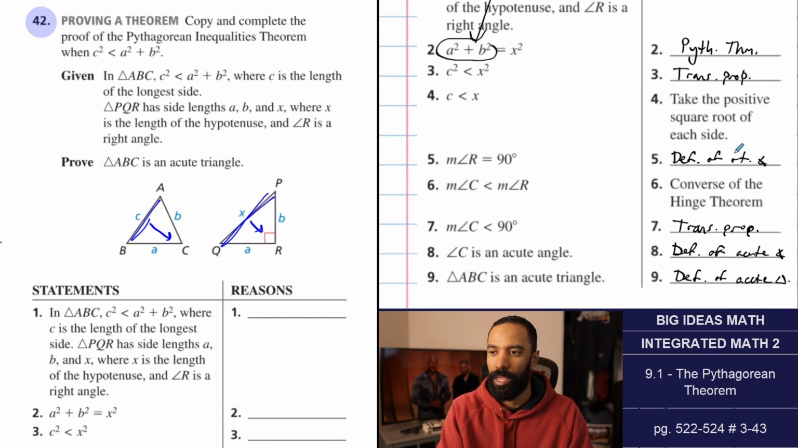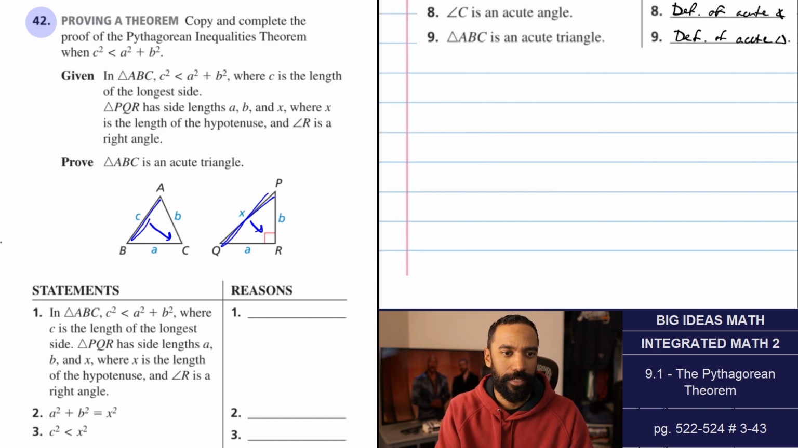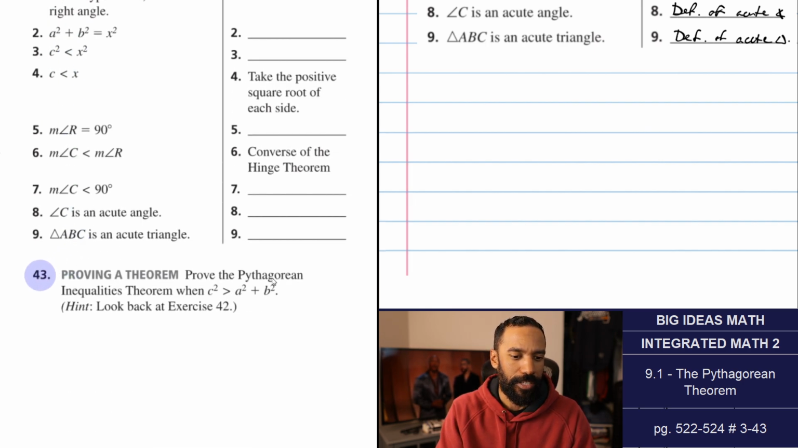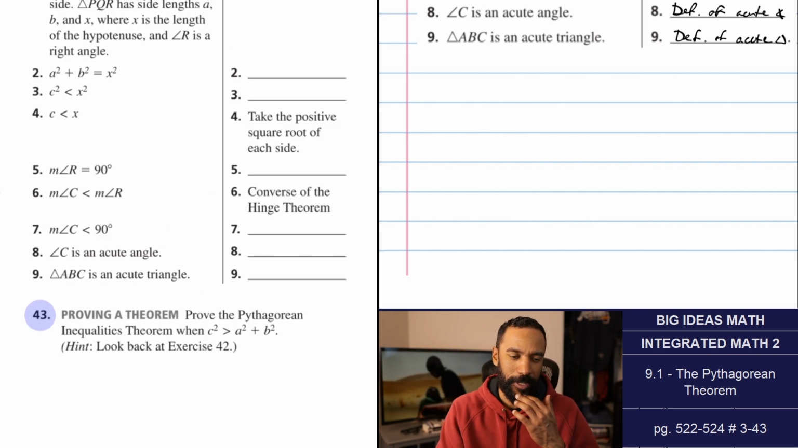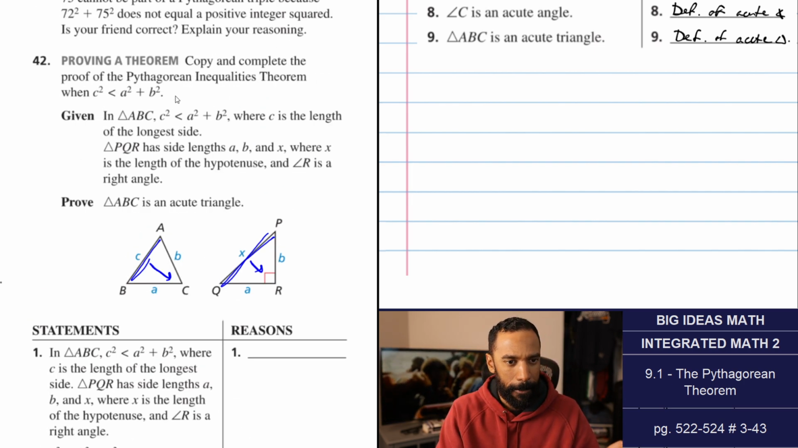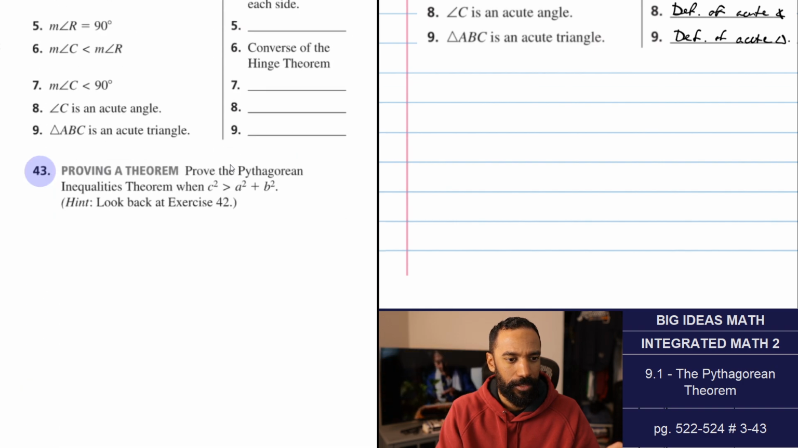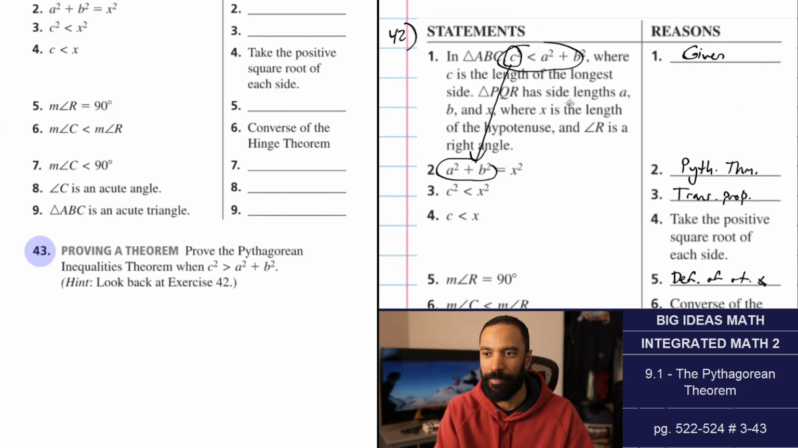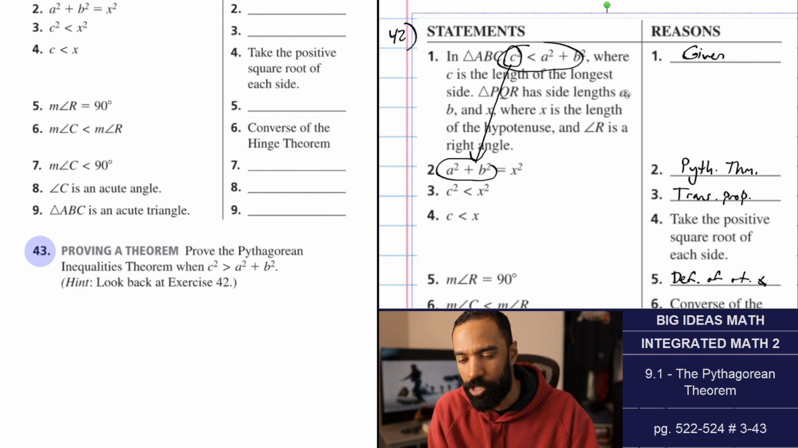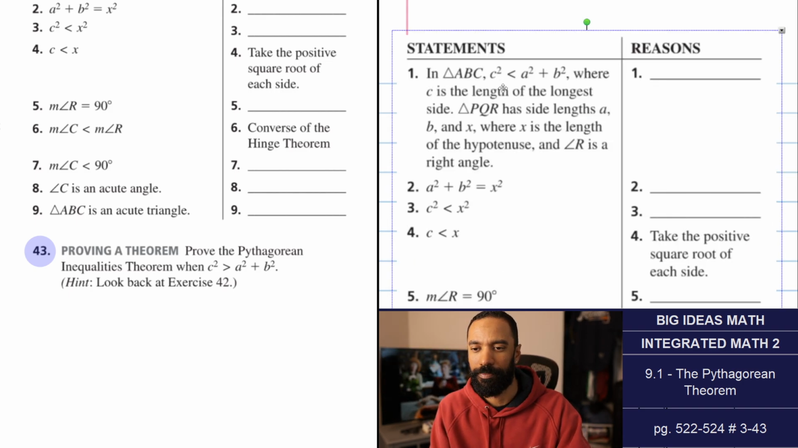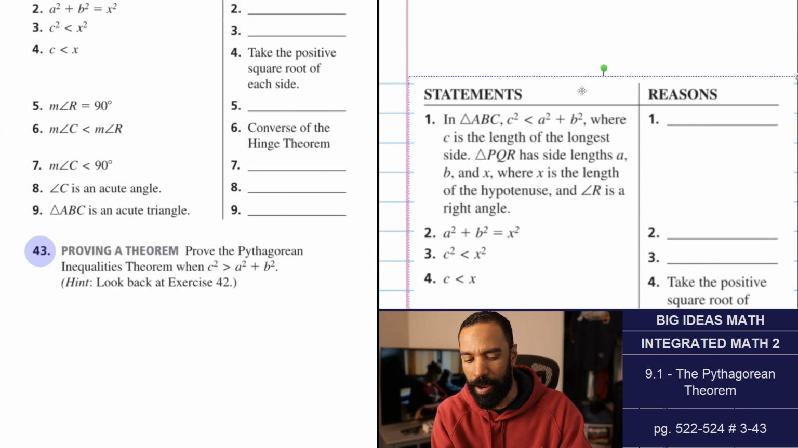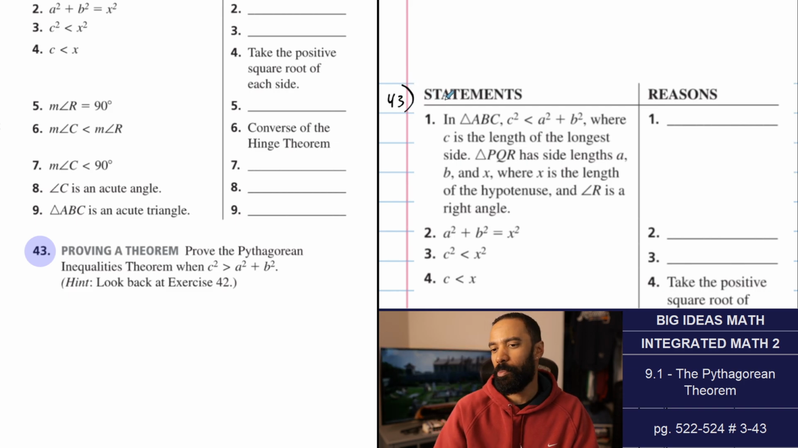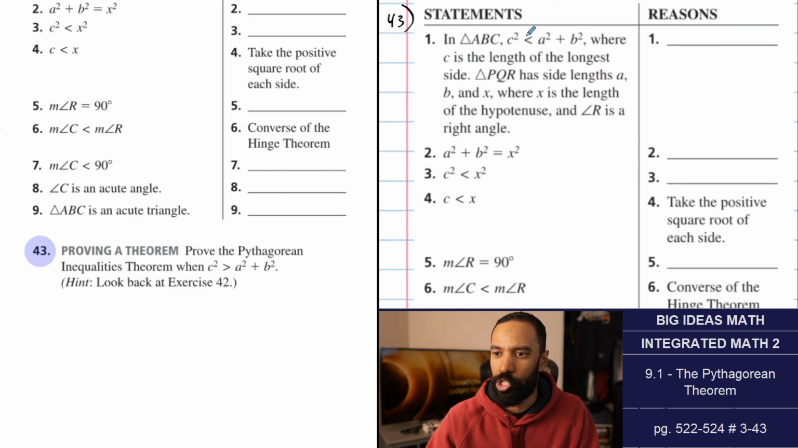That looks pretty good. Okay, and the last question was number 43. Prove the Pythagorean inequalities theorem when c squared is greater than a squared plus b squared. If it's the same as 42, I'm going to take everything that 42 has literally and just change very little. I'm surprised they don't have the Pythagorean theorem on here as a proof, but it must be on some other page. It's a pretty nice proof. Let's just change this to a greater than.